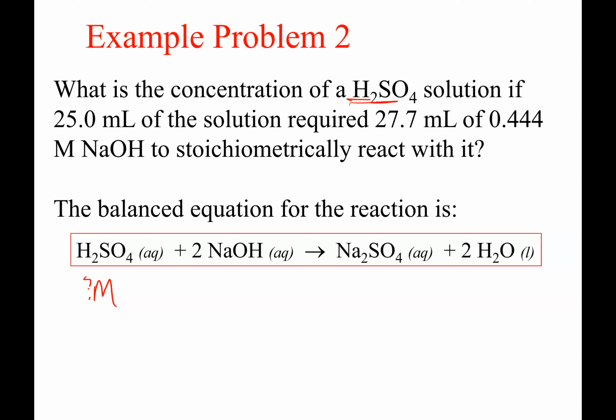And then it gives me 25.0 milliliters of the solution. I have to read it a few times sometimes. So to me, that's talking about my H2SO4 solution. So under my H2SO4, I'm going to put 25.0 milliliters of the solution required. Now I've got a volume and a molarity and the word NaOH after it. So actually, my 27.7 milliliters goes with my NaOH, and the other thing that goes with my NaOH is the 0.444 molar.